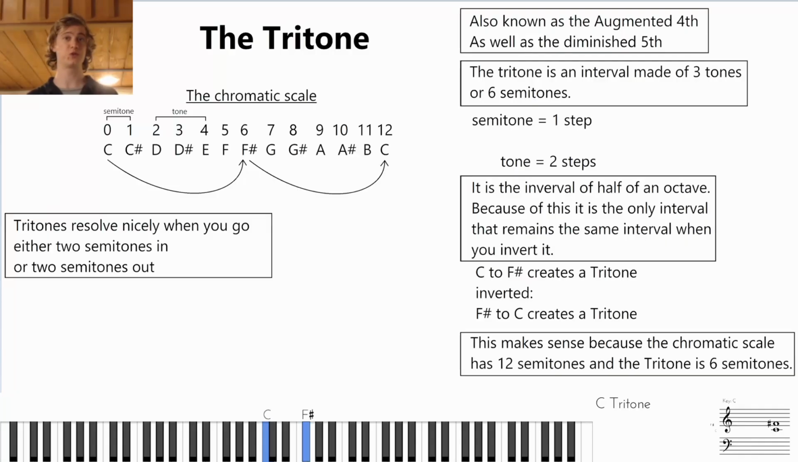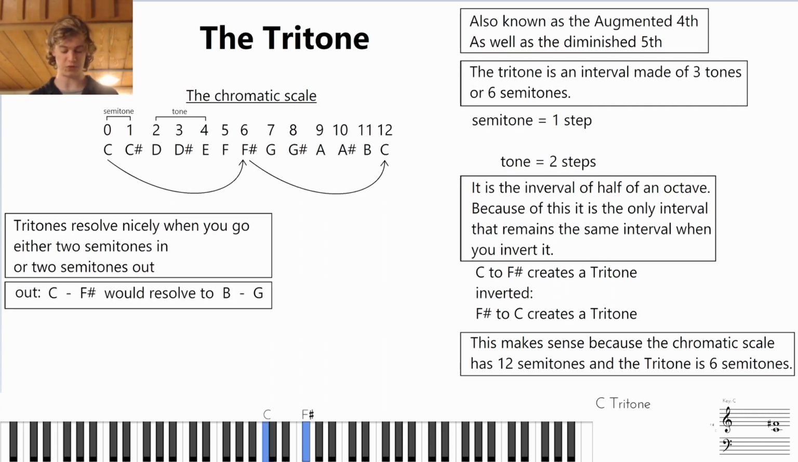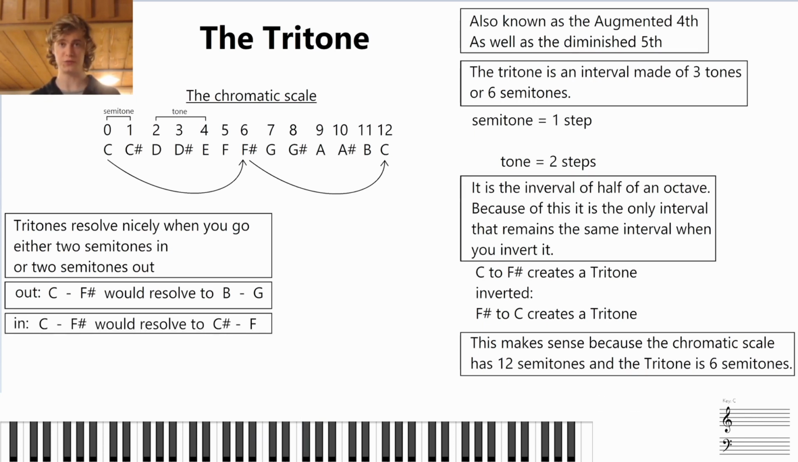notes. Tritones resolve nicely when you go either 2 semitones out or 2 semitones in. So from C to F sharp, if you go 2 semitones out, you get B and G. So it'd sound like this. Then if you go 2 semitones in from that C to F sharp, now you have C sharp and F, and that would sound like this.